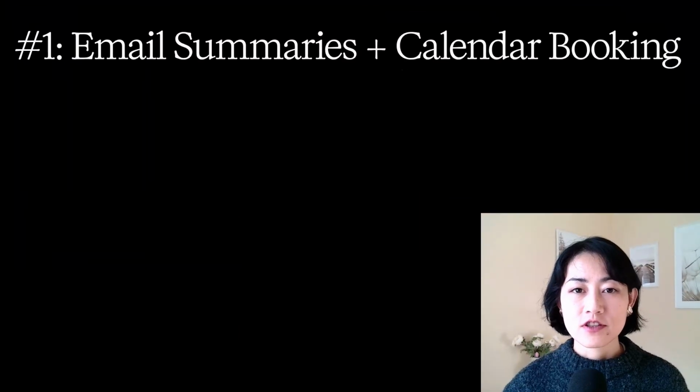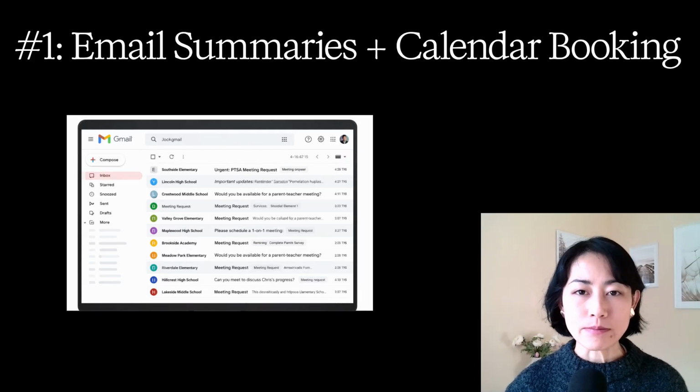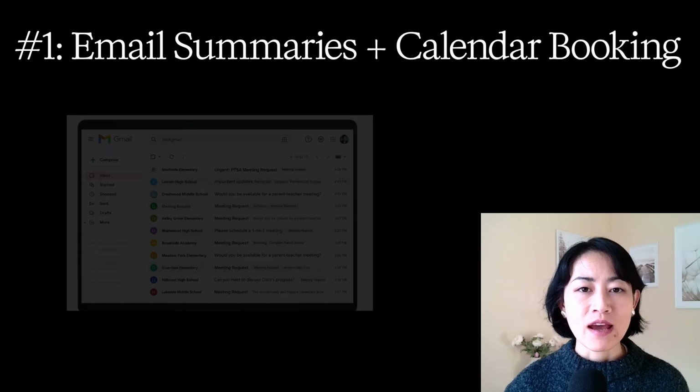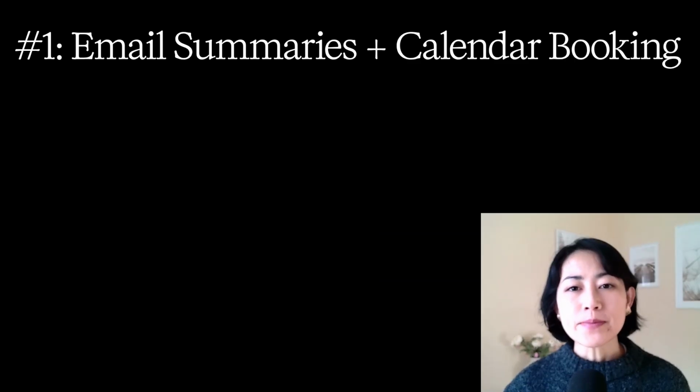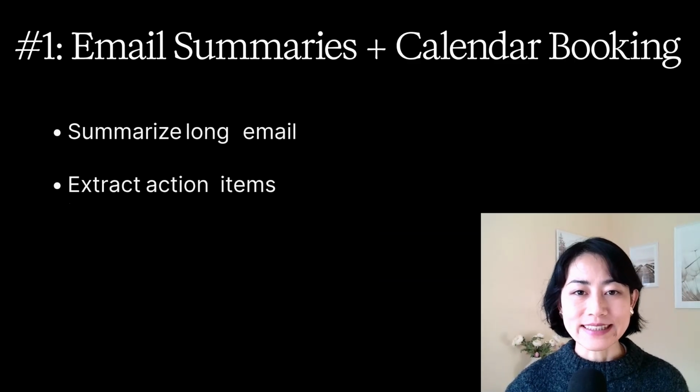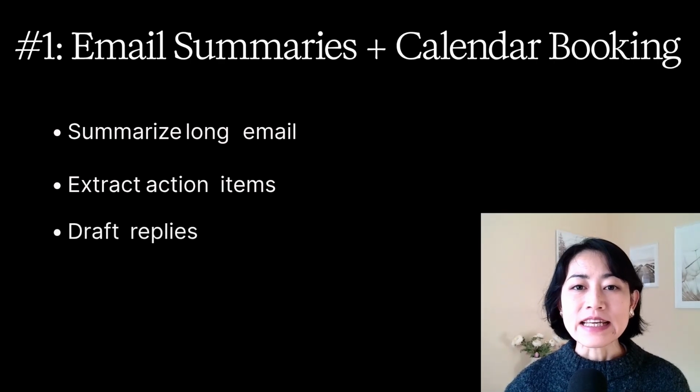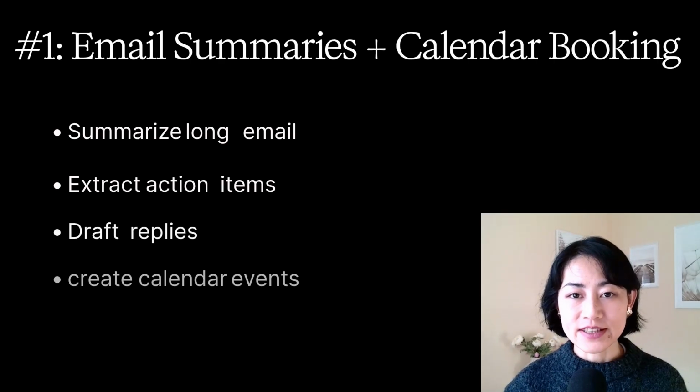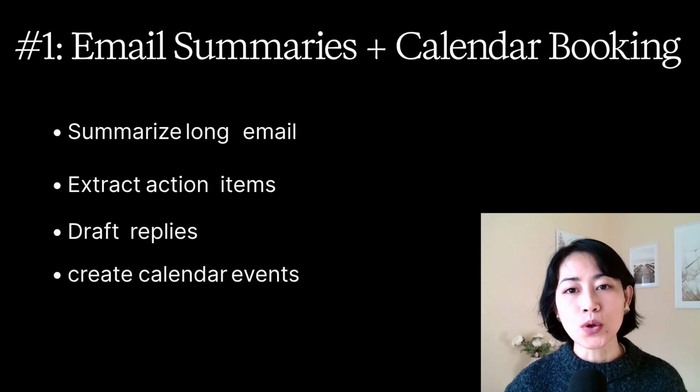First case, Gemini for email summaries plus calendar booking. If you are an entrepreneur or a parent receiving 20 emails from school every week, this one is powerful. Gemini can summarize long email threads instantly, extract key action items, draft replies, and even help you create calendar events directly inside Google Calendar according to your email, without stitching tools.